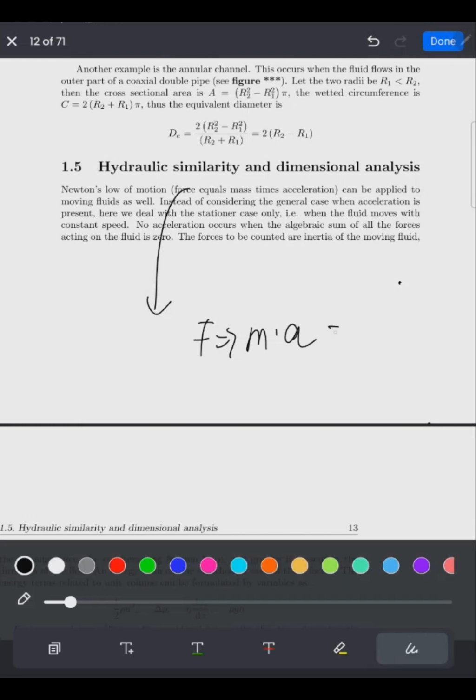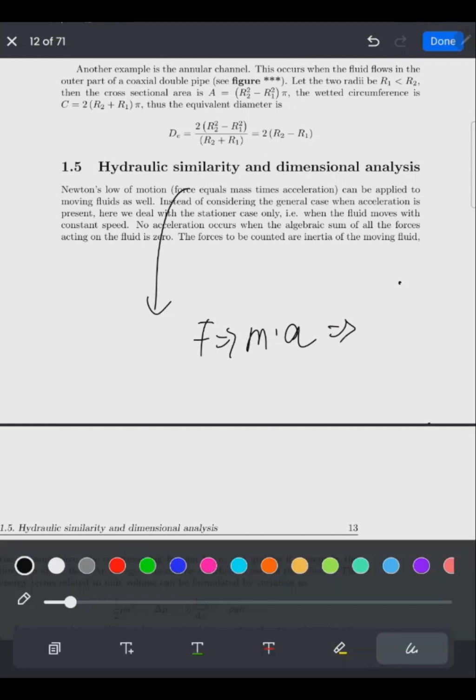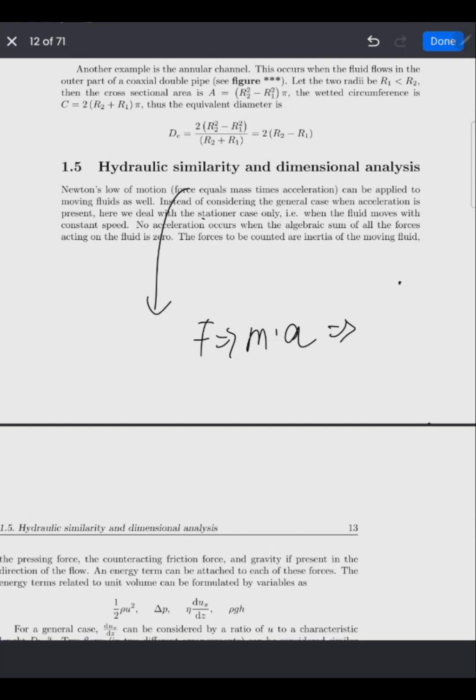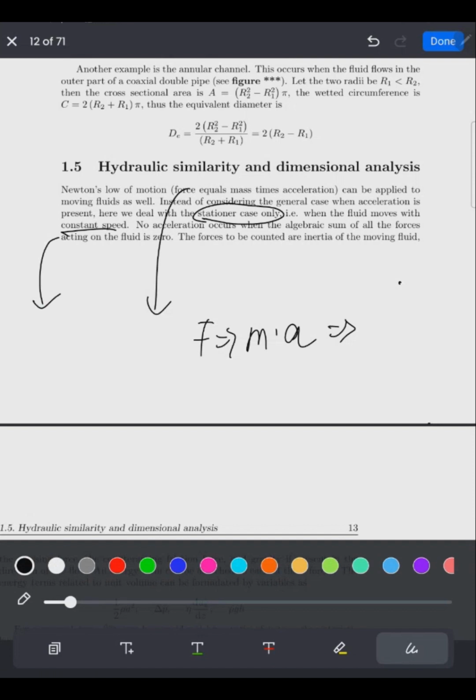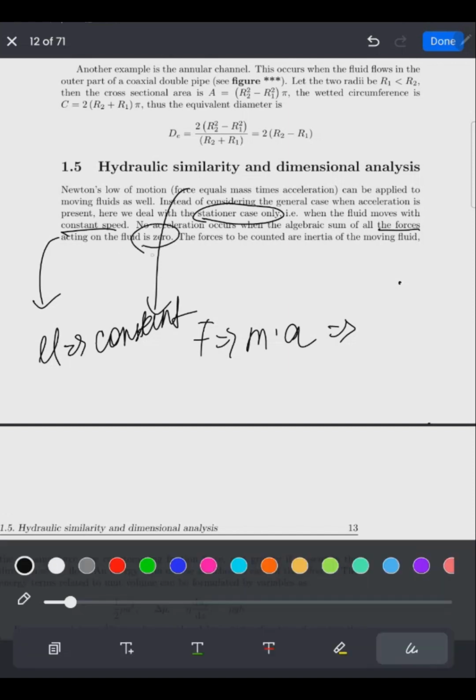Newton's law of motion, which says that force equals mass times acceleration, F = m·a, can be applied to moving fluids as well. In high school, if you remember, we were discussing this equation, Newton's law of motion, and it was mainly applicable to bodies in inertia. But it could also be applicable to moving fluids. Instead of considering the general case when acceleration is present, here we deal with the stationary case only.